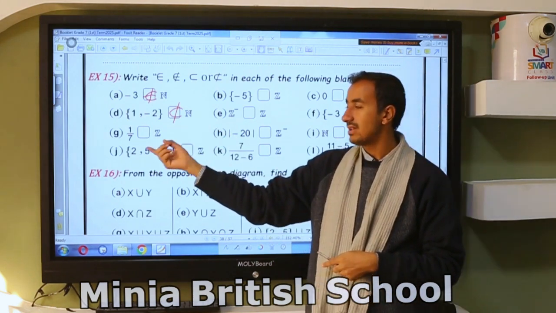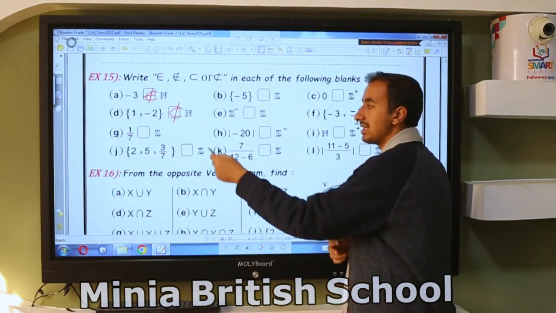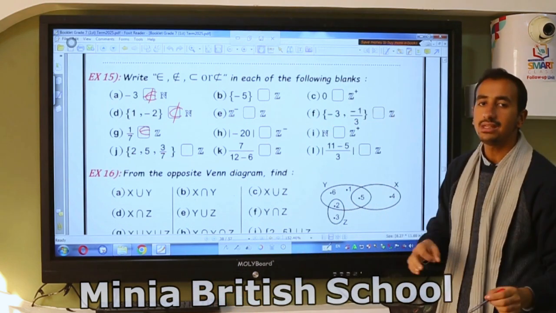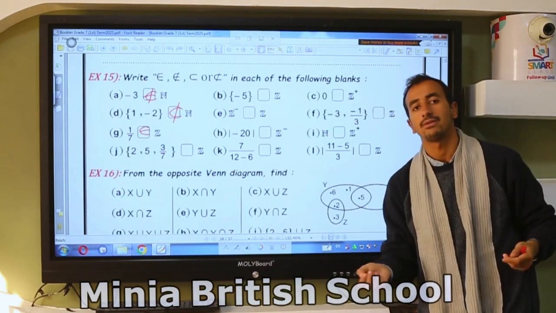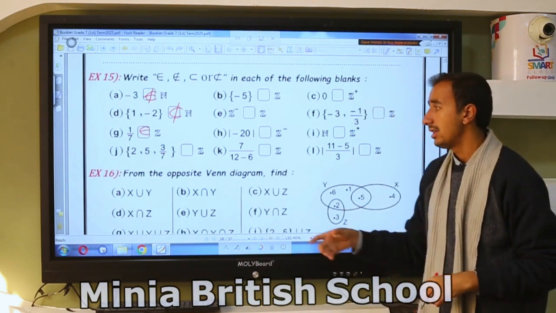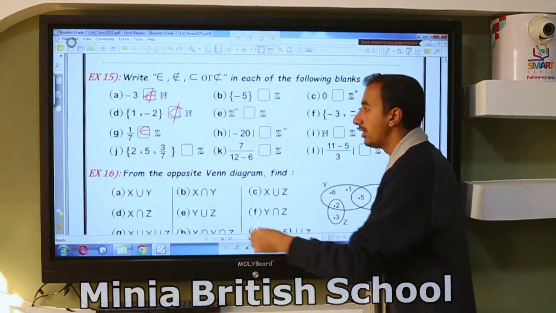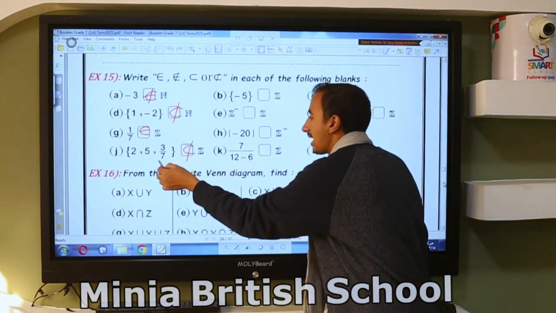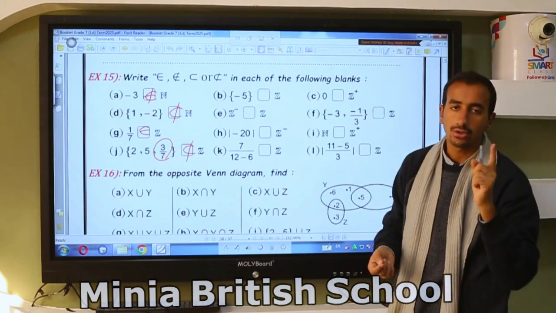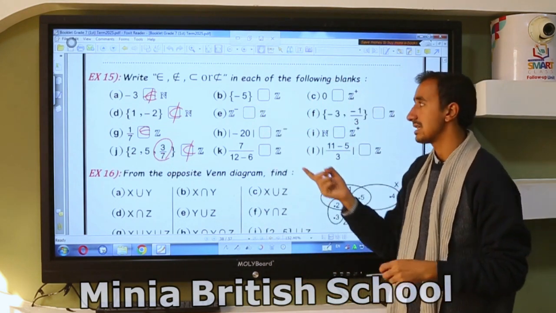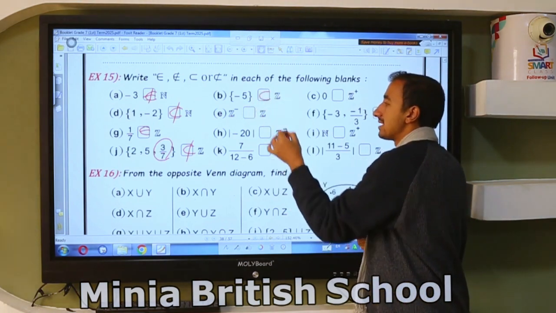Here 1/7 is an element. Is 1/7 in Z? No, it does not belong to. Z means integer numbers, positive or negative or 0, whole numbers. Letter I, 2, 5, and 3/7: belong to, not subset, because I have 3/7, a fraction, not inside the integer numbers. Another example, -5 inside the Z, yes.